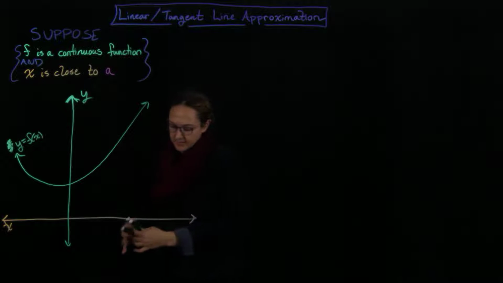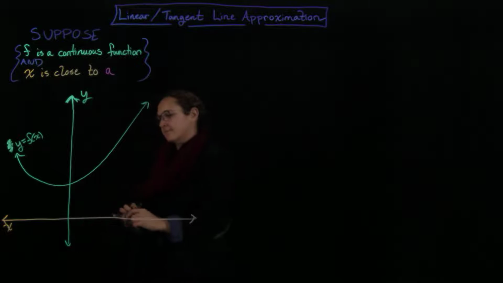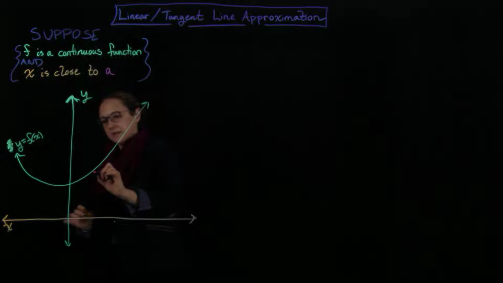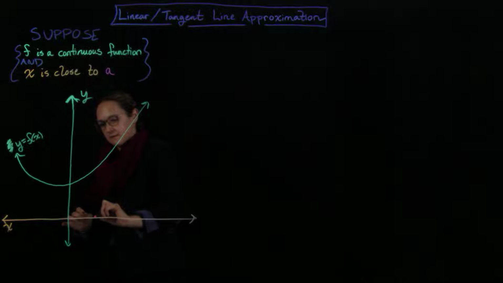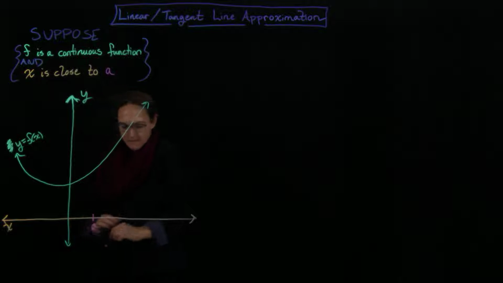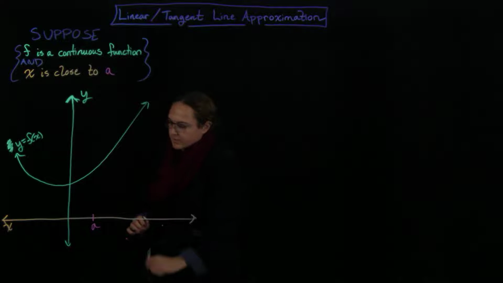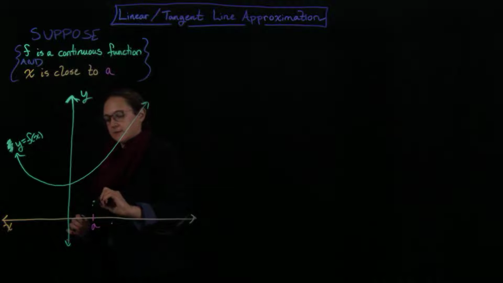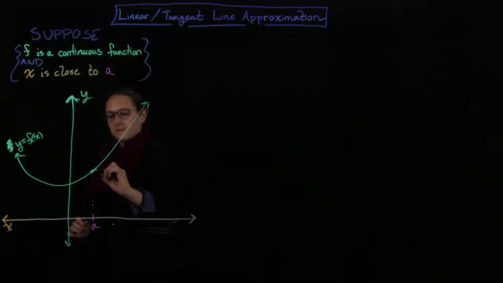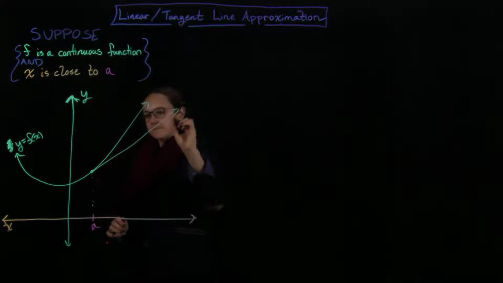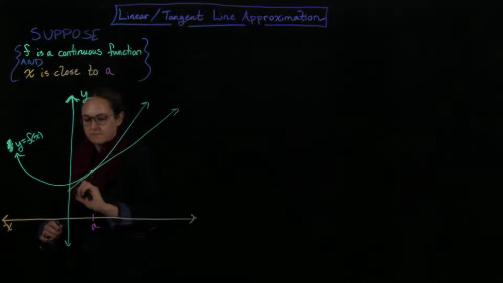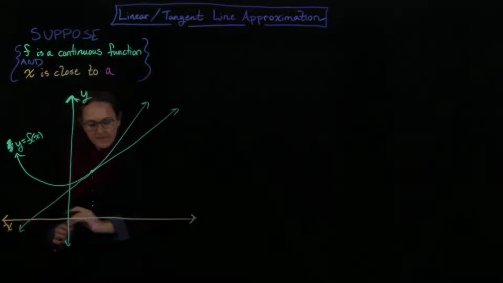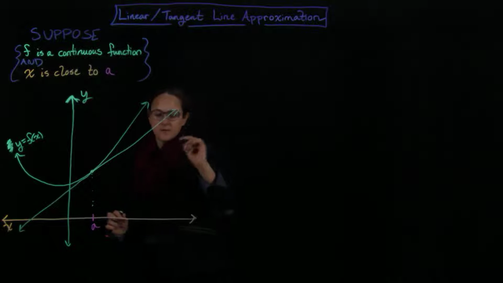So we have this value a. I'm going to look at the tangent line at a. And I'm going to draw the tangent line in green, just because there's only so many colors that work here. So we're going to draw the tangent line here. Okay. And we know the equation for the tangent line.